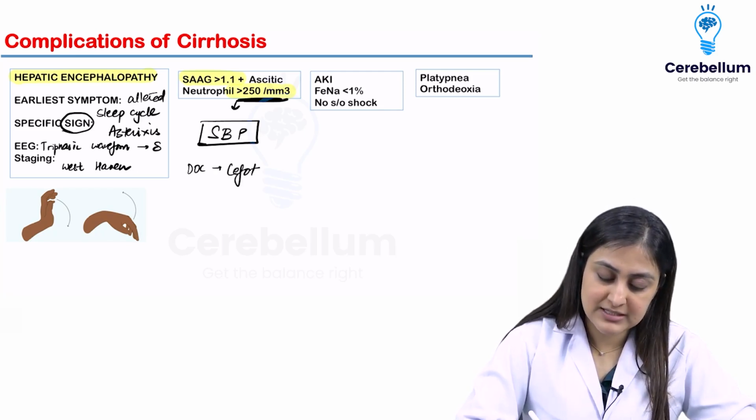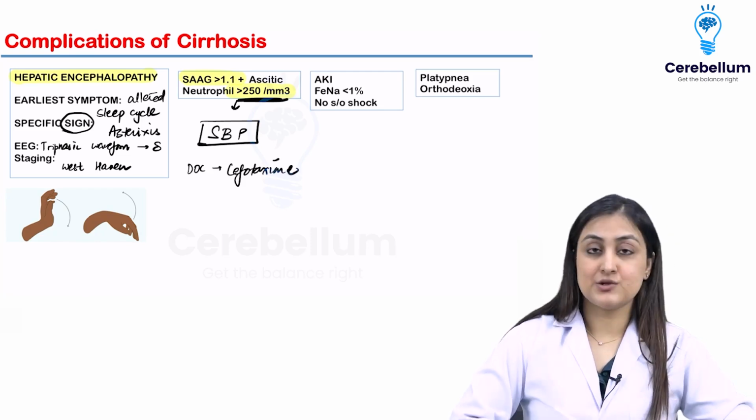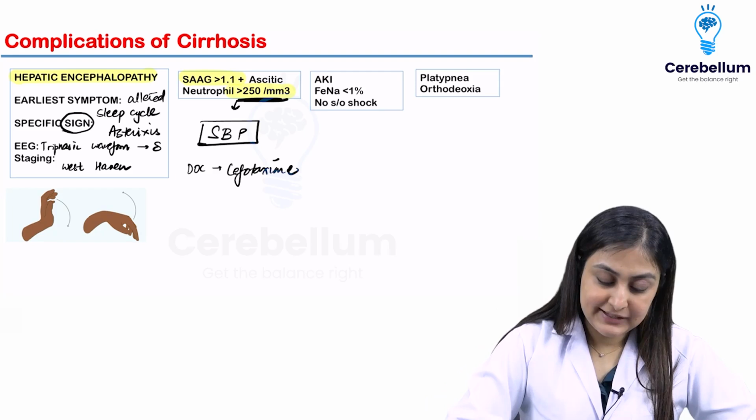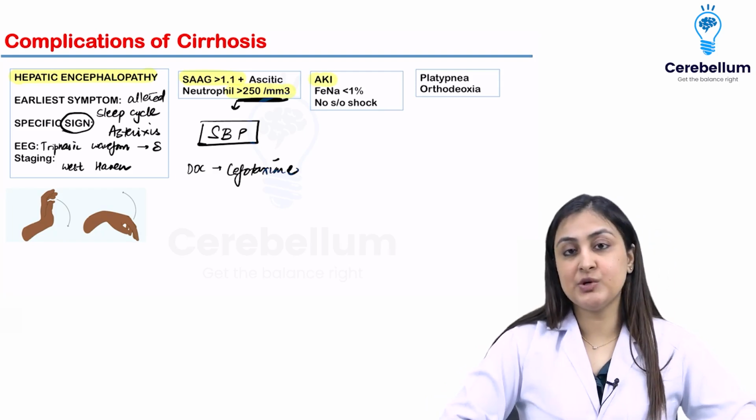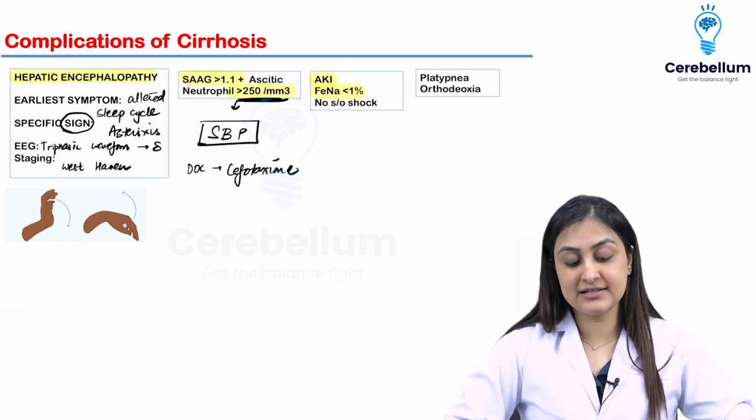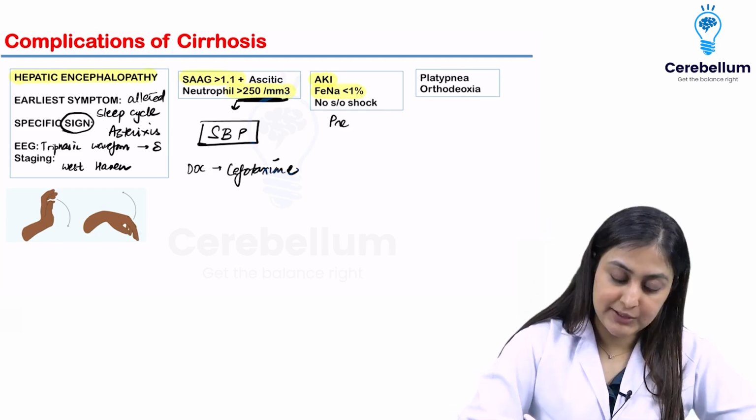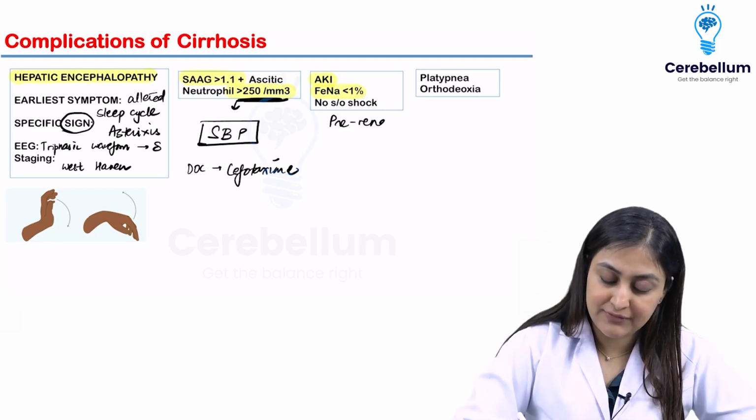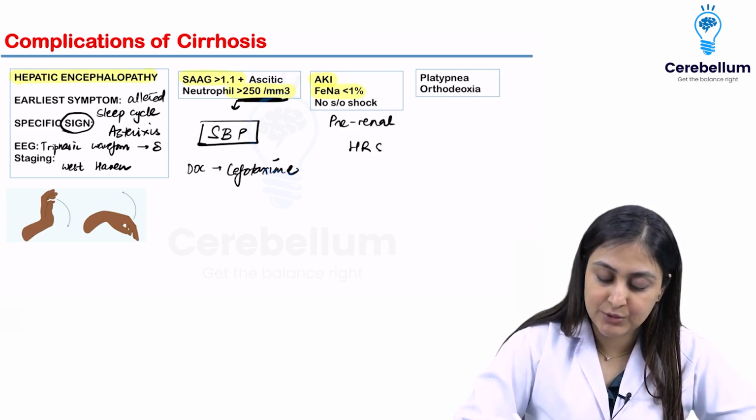Drug of choice here is cefotaxime. Okay, so this is about SBP. Then if they give you AKI in a patient with cirrhosis, acute kidney injury, and you know from renal that the fractional excretion of sodium is less than 1, means they're talking about a pre-renal form of AKI. So this is hepatorenal syndrome.